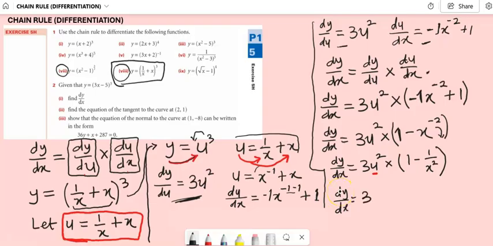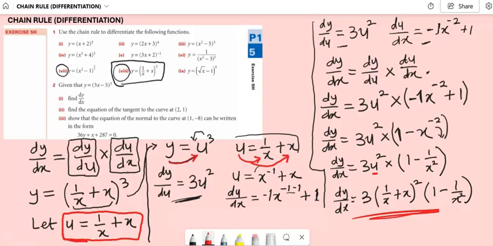I will put u there, bracket 1 over x, then plus x raised to the power of 2, then multiply by 1 minus 1 over x raised to the power of 2. That is my dy dx. This is how to use the chain rule.